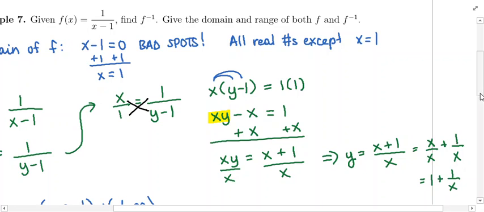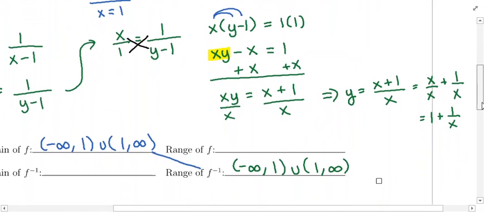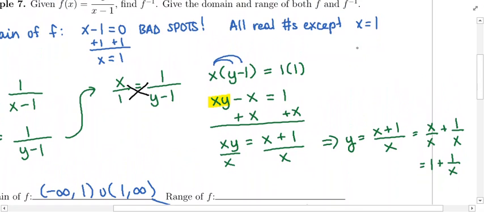And you're done. You have solved it for y. y is by itself on the left side. On the right side, you don't have any y's. So that's how you know that you're done. Okay, so I'm going to go ahead and write the answer right here.